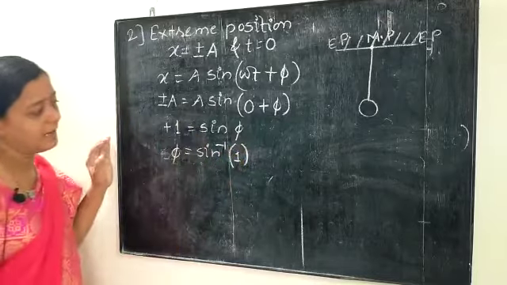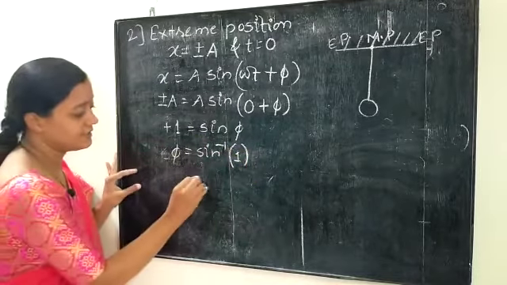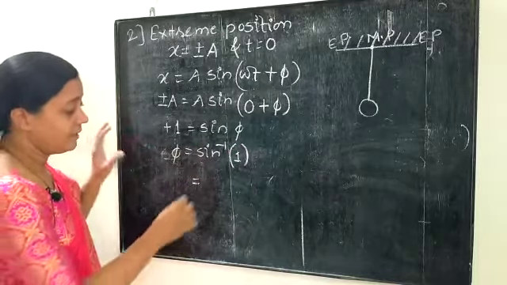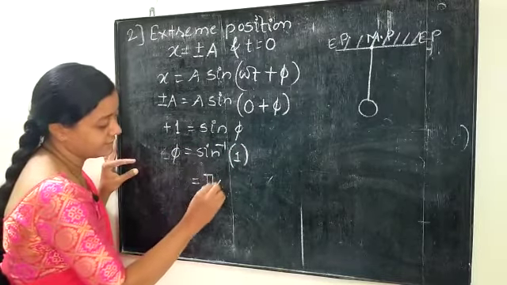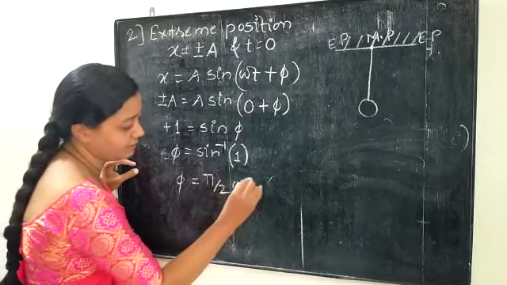At what angle is the value of sin equal to 1? That is an odd multiple of pi by 2, so we can say phi equals pi by 2 or 3 pi by 2.